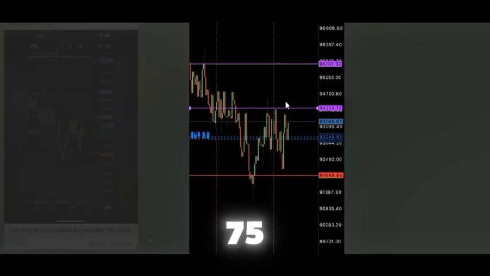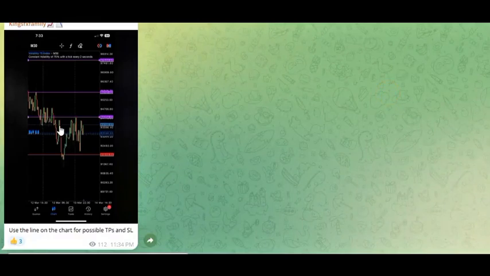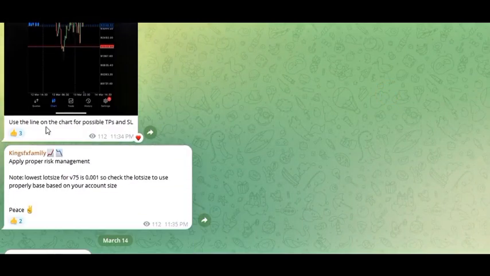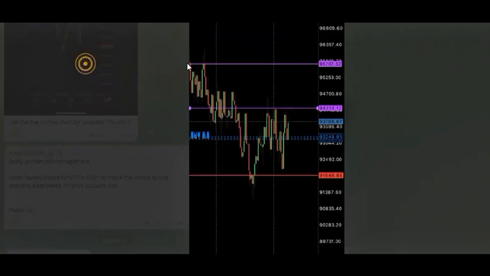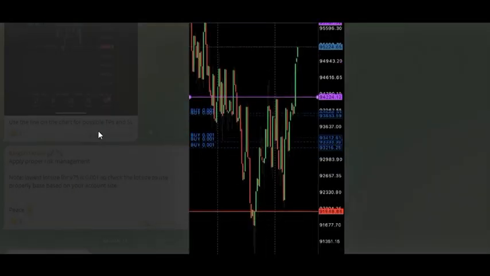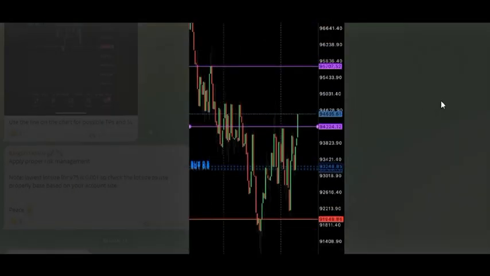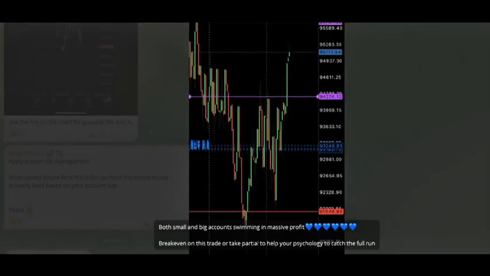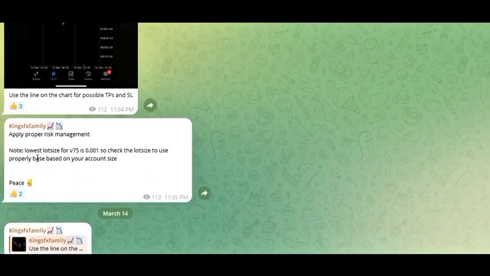So this is VS75. After the entry, you can see I also updated them how to use the stop loss based on the lines we have here. Then I also reminded them to apply proper risk management.